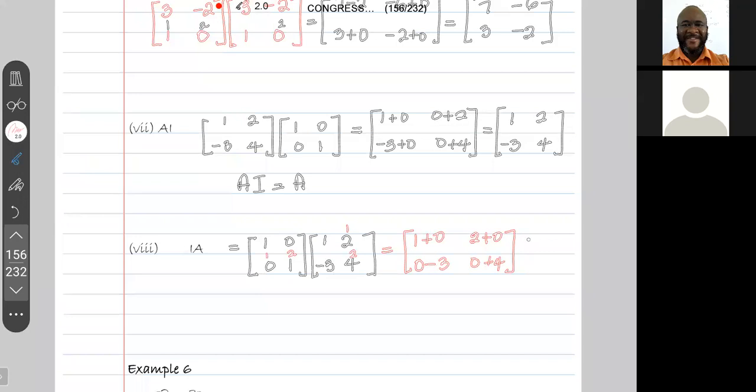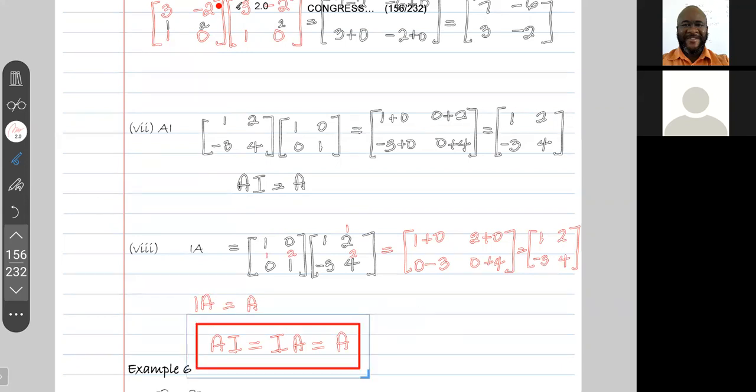So we'll end up with [1, 2; -3, 4], and you can see that that is still A. So I multiplied by A is equal to A. So we can make a general statement that A times I is the same as I times A, which is the same as A. All right, this is important. When you multiply a matrix by the I matrix, you get back the original matrix.